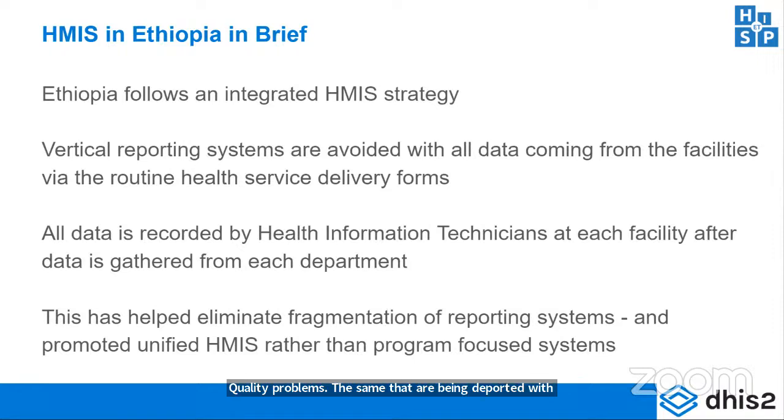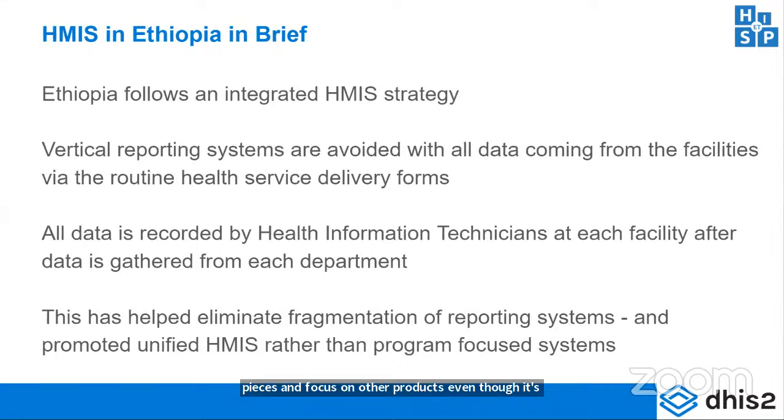So vertical reporting systems were avoided in the new strategy, with all data coming from the facilities via the routine health service delivery forms. We have only one service delivery form that is very long, like 40 to 50 pages. But when we designed them into DHIS, we tried to cut them into pieces and focus on other programs, even though it's coming through one department within the health facility.